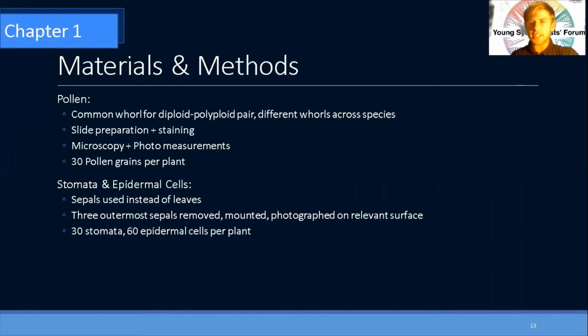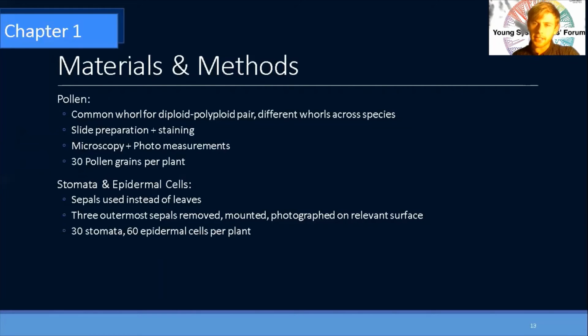Oxalis has a tristylous reproductive system, meaning that each flower has a reproductive structure divided into 3 levels or whorls. Pollen sizes differ between anther-whorls of different levels, and because of this, we had to sample from a common anther-whorl for each of the diploid-polyploid comparisons within a species. Pollen was removed and mounted and stained for viability using the Alexander stain, and pollen grains were then photographed at 400 times magnification with 30 grains quantified per plant.